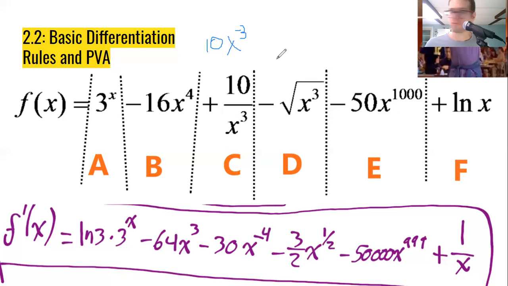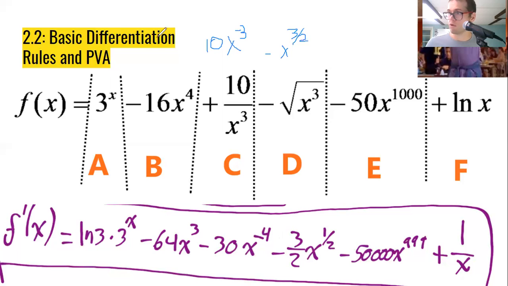Part D here is done by saying, well, this is really negative x to the 3/2 power. So the derivative of x to the 3/2 is going to be 3/2 x to the 1/2. And since we already had negative out front, we get negative 3/2 x to the 1/2. All right. That's how that bad boy works.